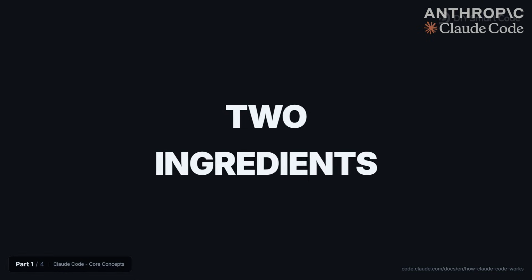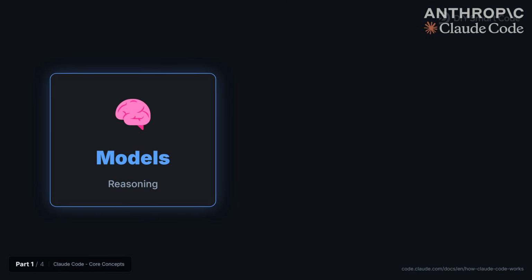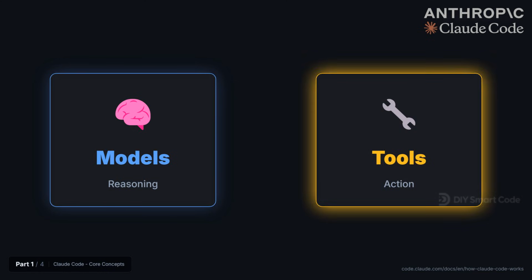The agentic loop is powered by 2 ingredients. Models handle the reasoning. Claude reads your code, understands how components connect, and figures out what needs to change. But reasoning alone isn't enough. Tools provide the action, by reading files, editing code, running commands, searching the web. Without tools, Claude is just a text generator. With tools, it becomes a true agent.